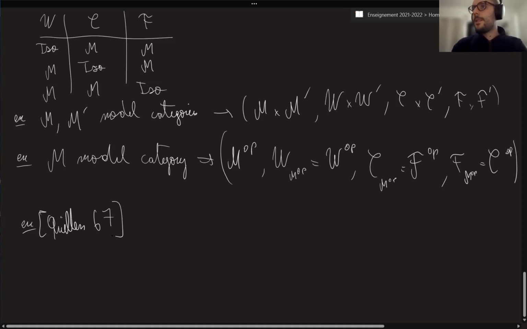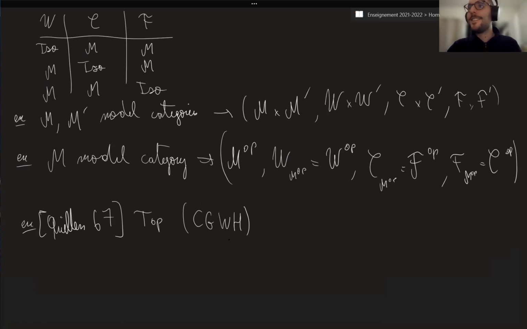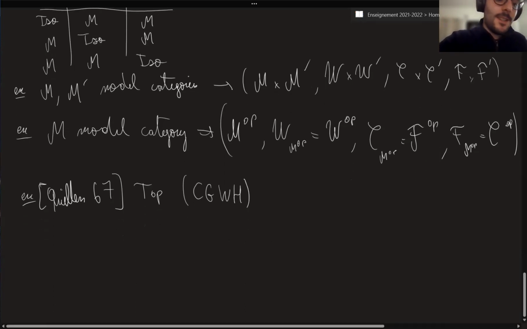So the first example is due to Quillen, and is the category of topological spaces. So someone asked yesterday, yes, compactly generated weakly Hausdorff. So either you know what this is and you know why it has to be there, or you don't, and you don't have to care about that. It's a technical condition on topological spaces that says that you have an actual good category. So it has a model structure.